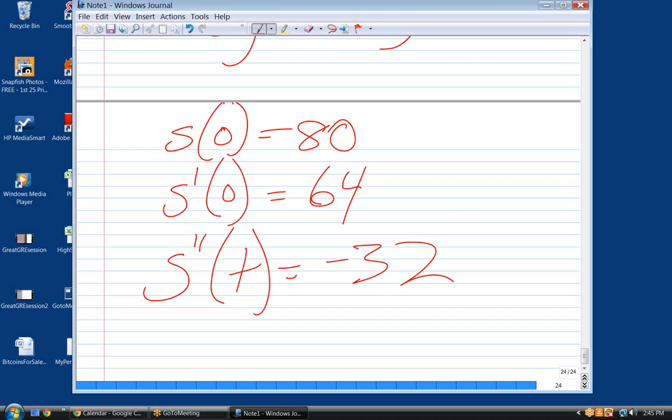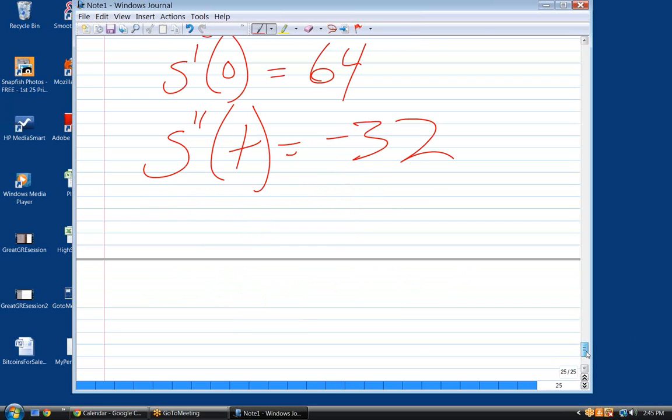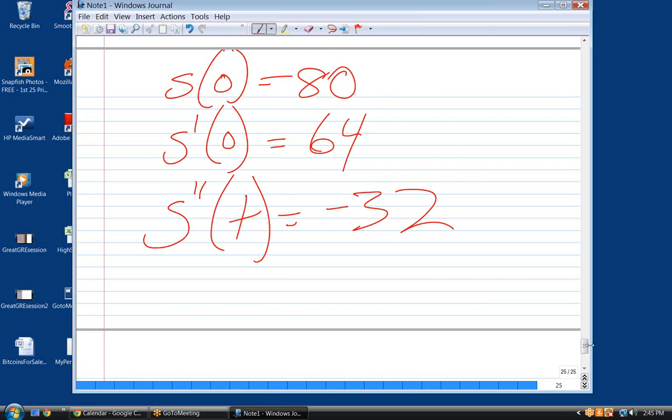Have you taken any physics yet? No, I'll be taking physics next year. All right, well, you'll get a lot more of this. But you're going to get it in calculus also, because this is huge. Position, velocity, and acceleration.